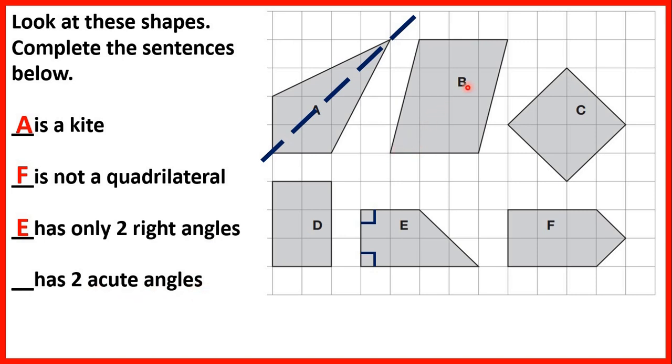Well, if we look at shape B, we have an acute angle, so an angle less than 90 degrees, less than the corner of a piece of paper or the corner of a square. And this angle here is also an acute angle, also less than 90 degrees. We also have two obtuse angles in this shape, but because it has two acute angles, we know that shape B is what we need to write here.